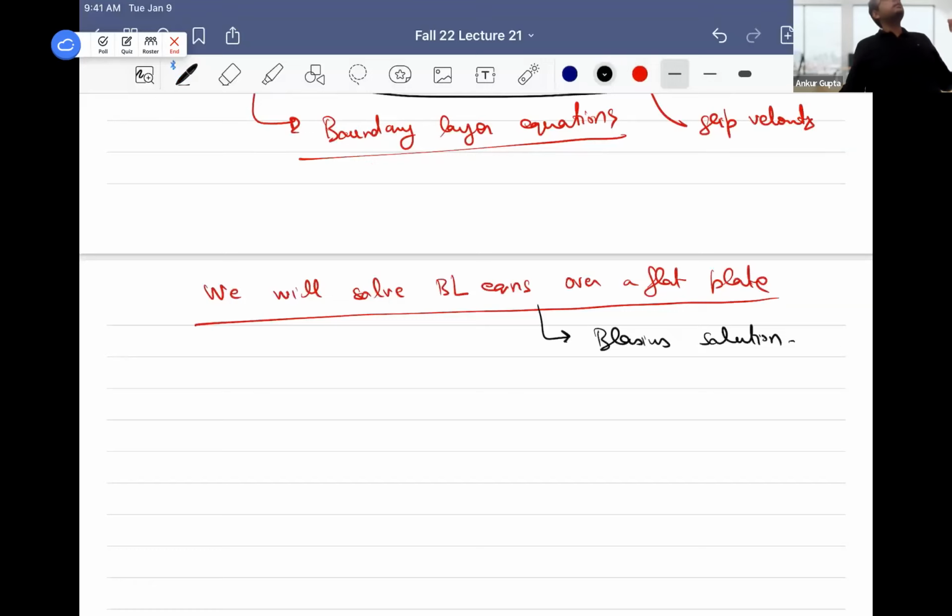And this was a very, very critical result because it could, for the first time, explain how to get drag in higher Reynolds number flows. Before that, theoretical fluid mechanics was not considered very credible because it wouldn't get the drag even with the calculations. So this is a very important result.